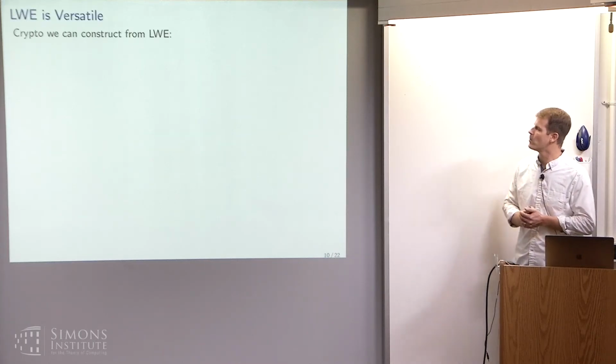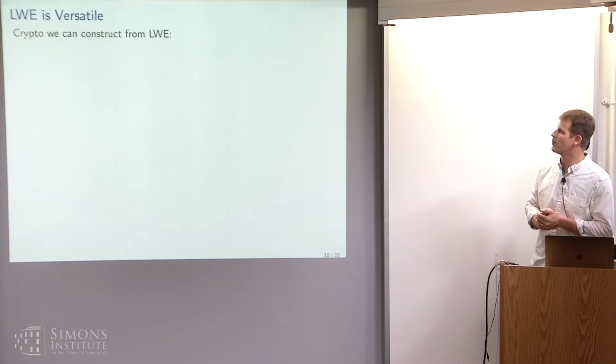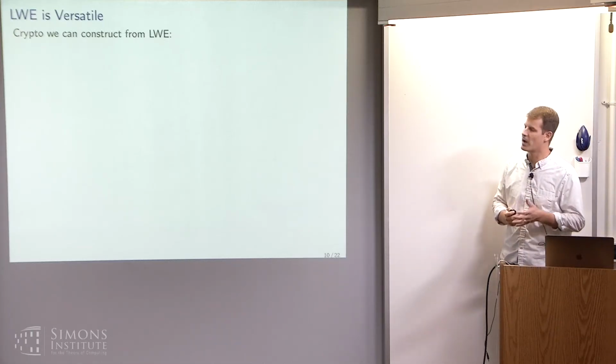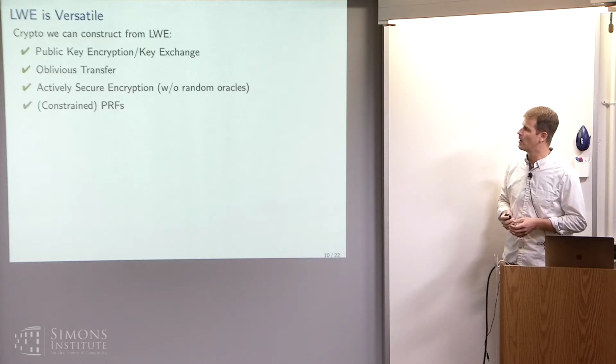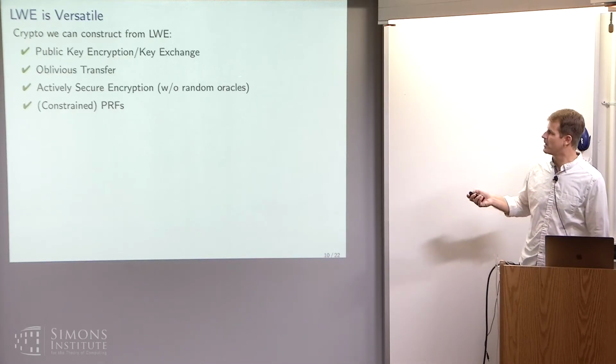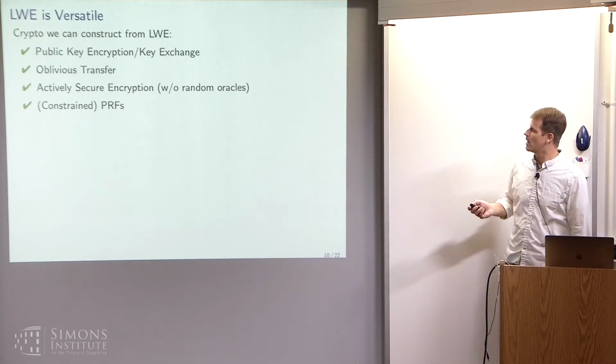Okay, so first an overview. We can build an amazing amount of stuff from LWE. So a lot of cryptographic primitives. All the basic bread and butter public key encryption stuff. So we can build PKE and key exchange. We can build oblivious transfer.